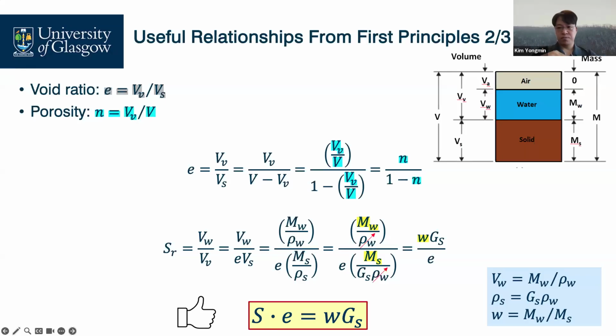Okay, better to memorize: Se equals w Gs. S is the degree of saturation, e is the void ratio, w is the water content, Gs is the specific gravity of soils. Se equals w Gs. Say it three times loudly. Se equals w Gs.